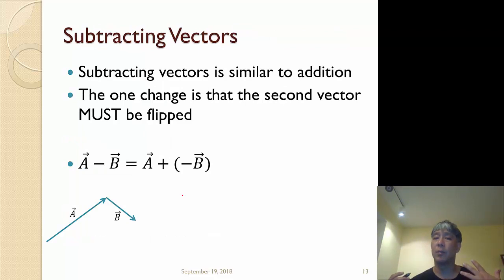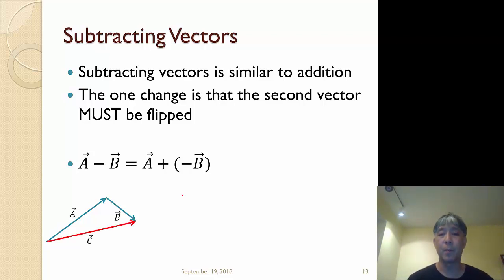Subtracting vectors is going to be very similar to addition. The one change you need to remember is that the second vector must be flipped. The reason I flip it is because A vector minus B vector, mathematically, is really adding the negative vector. So they're completely identical to say it's A vector plus negative B vector. Well, what's a negative B vector? Remember, a negative vector is just the same vector, but in the wrong direction, 180 degrees.